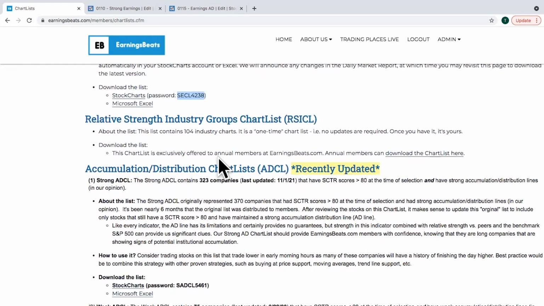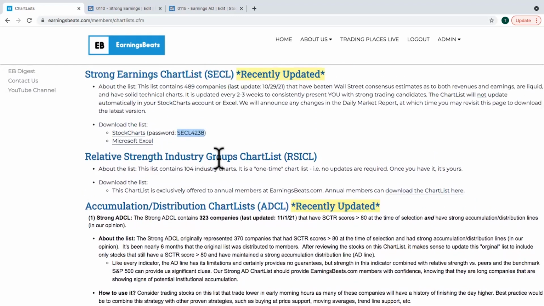Another chart list, well, we can go through all these chart lists and I'll pull them up one at a time and show you a little bit about them. But the relative strength industry group chart list is just a simple review of the 104 industry charts, but it's on a relative basis to the S&P 500, and it's a 3-year weekly chart. So we can see rather quickly as we scroll through these 104 charts which areas are leading the market.